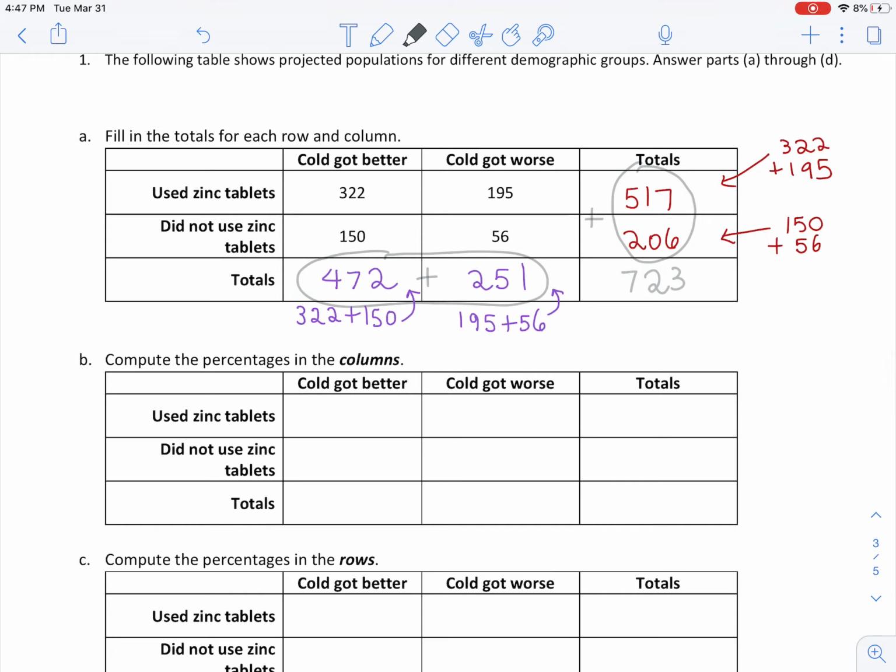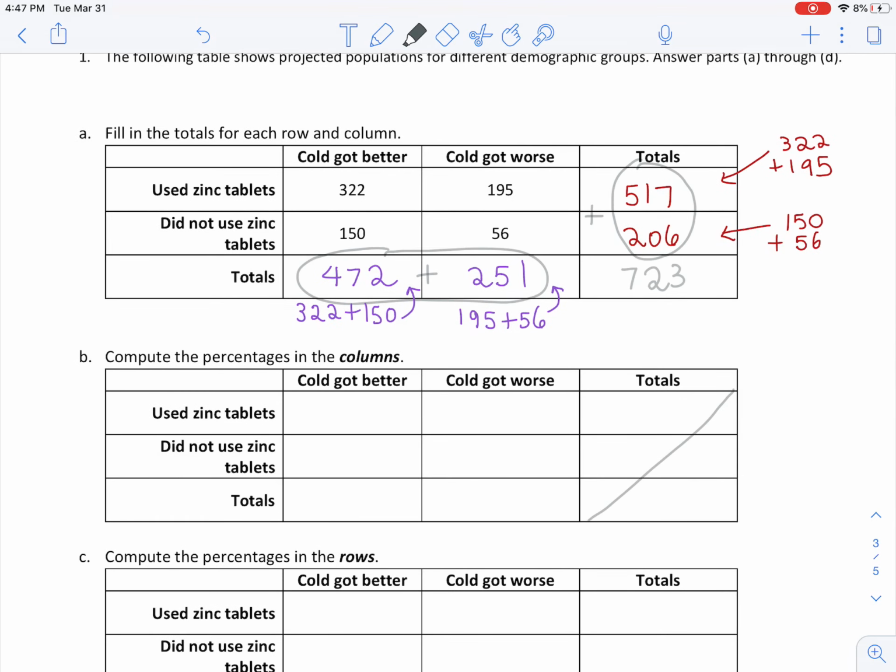So part B and C. In part B, I'm going to ask you to find the percentages in the column. So you can cross out this one all the way on the right, and I'll show you what they mean by percentages in the column. Now, the total number here was 472, so the total is going to be 472 over 472 times 100. That's just going to be 100%. Just like that one, this column is going to be 251 divided by 251 times 100, which also gives you 100%. So the totals are going to be 100%.